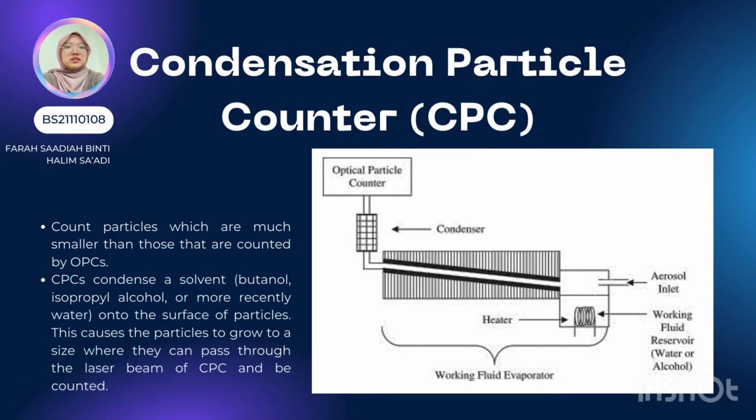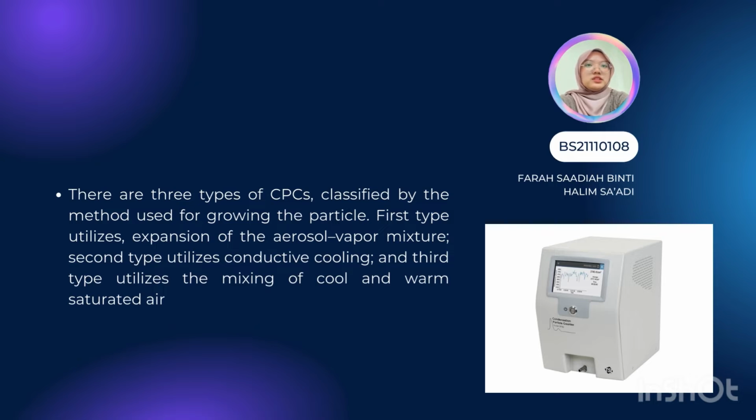Condensation particle counters condense a solvent such as butanol, isopropyl alcohol, and more recently water onto the surface of particles that cause the particles to grow to a size where they can pass through the laser beam of the CPC and be counted. There are three types of CPC classified by the method used for growing the particles.